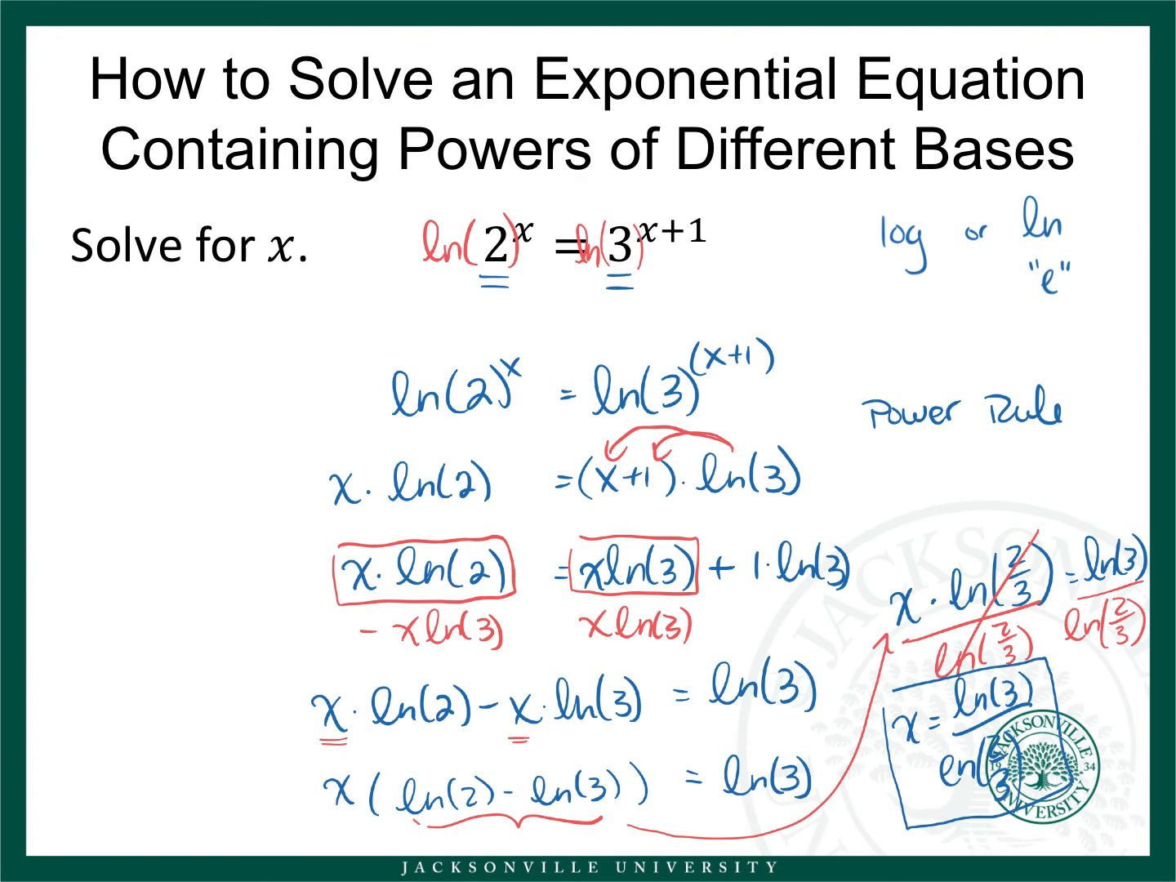So you can actually leave your answer like that. I'll write it to the left here. x is equal to the natural log of 3 divided by the natural log of 2/3. And so this is your exact solution, but you can actually type this into your calculator and get an approximation. So I'll show you that in the next slide.